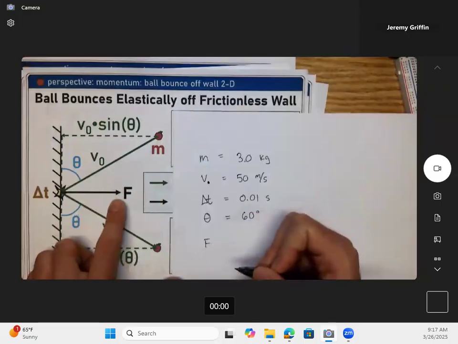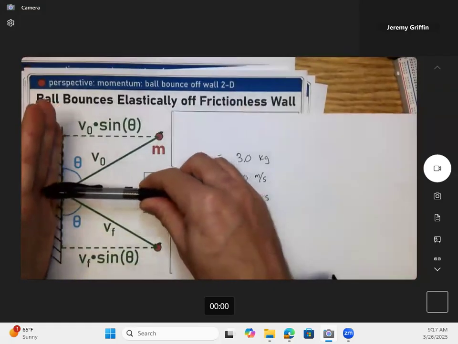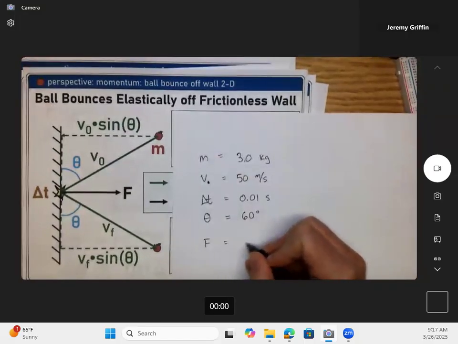By the way, what kind of force is that? It's not a tension force. It's a normal force. And normal means perpendicular. So that, of course, always has to be perpendicular to the wall. So what is that force equal to?